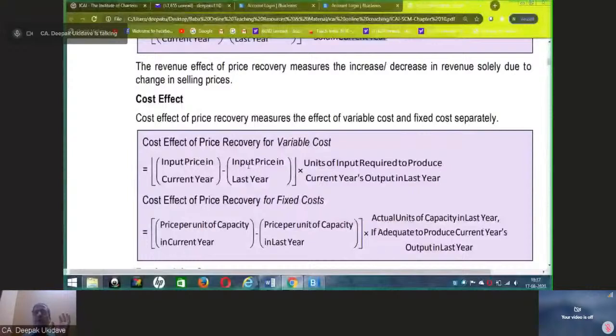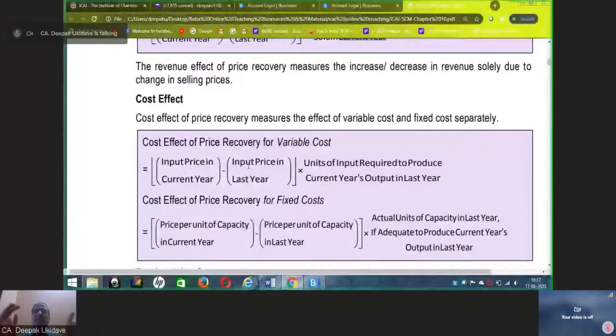If you try to look into the language of the formulae and try to mug up the formulae, you may get total confusion in your mind. So it is always better to understand conceptually and in light of a given numerical problem. So in short, you remember price recovery component is again divided into two parts, revenue effect and cost effect.